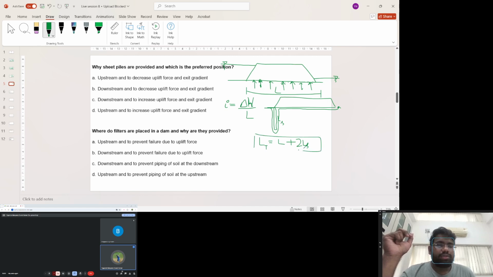So this will get reflected here, and hence the hydraulic gradient will decrease, which will be reflected at each and every point. And hence, since the hydraulic gradient is decreasing even at the exit point, the exit gradient will decrease, as well as the uplift force will decrease. Hence, the sheet piles will always be provided at the upstream end in order to decrease the uplift force and the exit gradient. Any doubts?